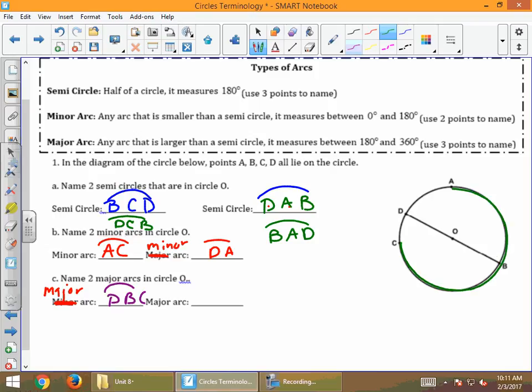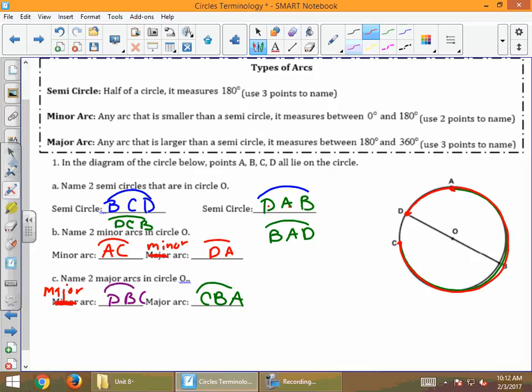Bigger than a semicircle. What's another example of a major arc? Those are the same one. DAC. From D to A to C. D to A all the way to C. There you go. Okay. They're just really big arcs, bigger than a semicircle.